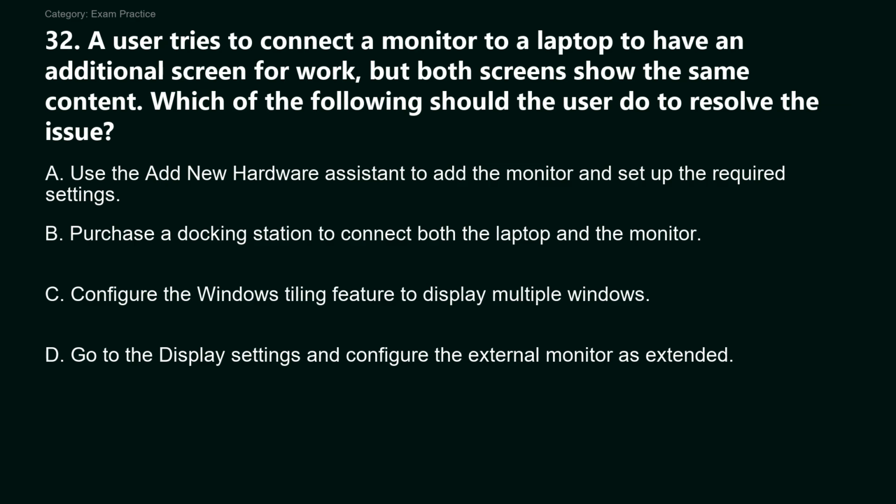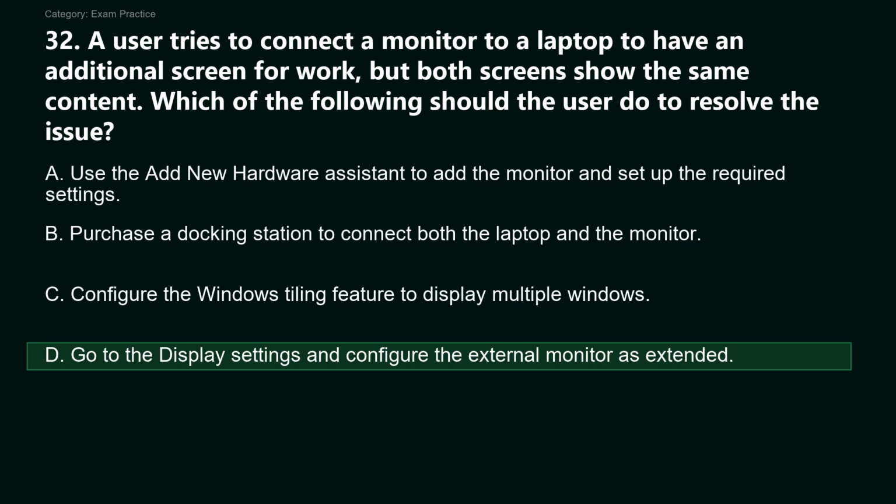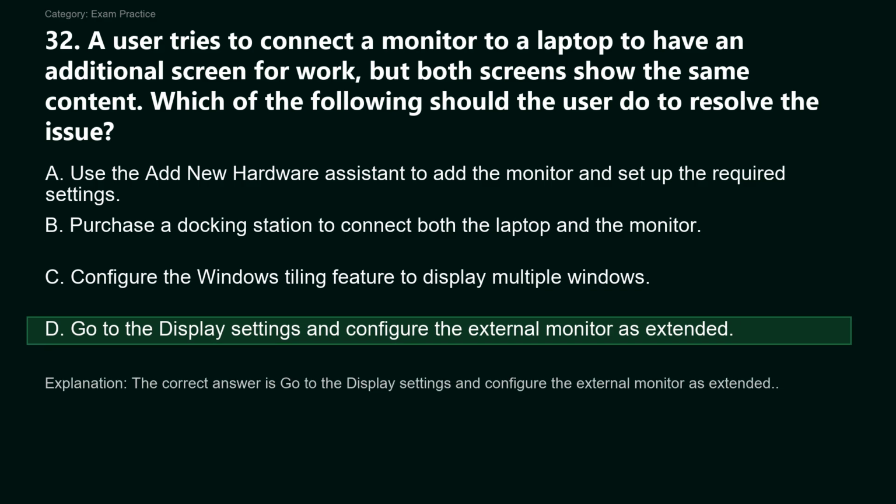Question 32. A user tries to connect a monitor to a laptop to have an additional screen for work, but both screens show the same content. Which of the following should the user do to resolve the issue? Option A, use the Add New Hardware assistant to add the monitor and set up the required settings. Option B, purchase a docking station to connect both the laptop and the monitor. Option C, configure the Windows tiling feature to display multiple windows. Option D, go to the display settings and configure the external monitor as extended. The correct answer is option D, go to the display settings and configure the external monitor as extended.